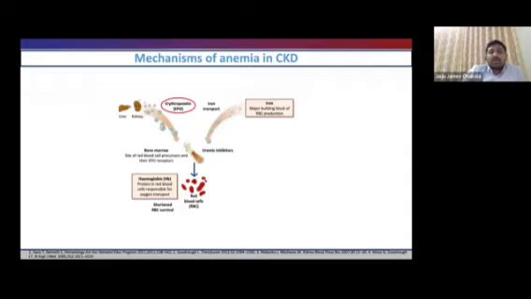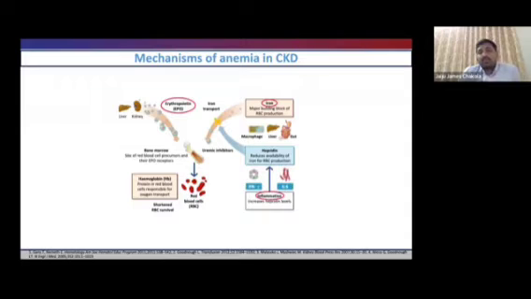And the third one is shortened RBC survival. Shortened RBC survival per se causes anemia in CKD. And there will be a reduction in iron absorption and iron utilization, which eventually leads to reduced RBC production. So that will be the fourth cause. And like I mentioned earlier, there will be an increased amount of hepcidin due to increased inflammatory markers and uremic milieu, which causes reduced utilization and absorption of iron, and per se causes reduced RBC production. So this is the mechanism of anemia in CKD.